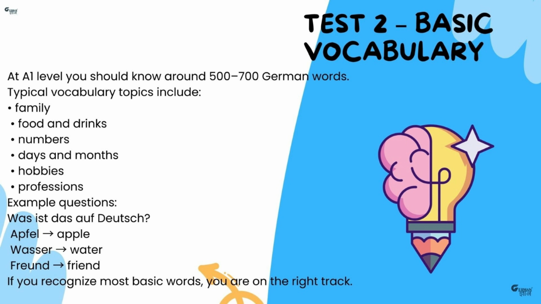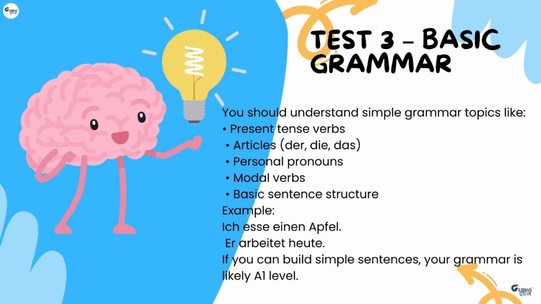Test 2. Basic vocabulary. At A1 level, you should know around 500 to 700 German words. Typical vocabulary topics include family, food and drink, numbers, days and months, hobbies and professions. If you recognize most basic words, you are on the right track.